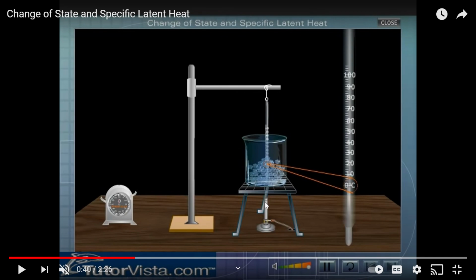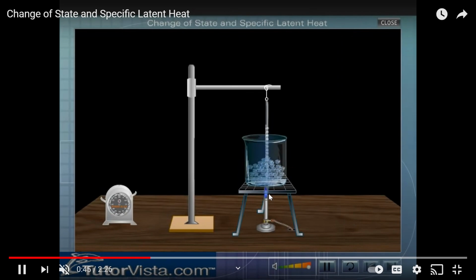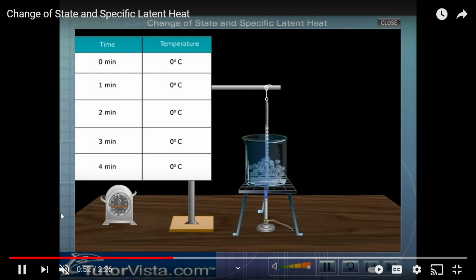Now the Bunsen burner is switched on and the heat is being provided to the ice. Now let's see what will happen or what will be the reading in the thermometer as we are heating the ice cubes. So children, you can see that the burner is now switched on. The timer is also on, and now we will start noting the temperature after every minute.